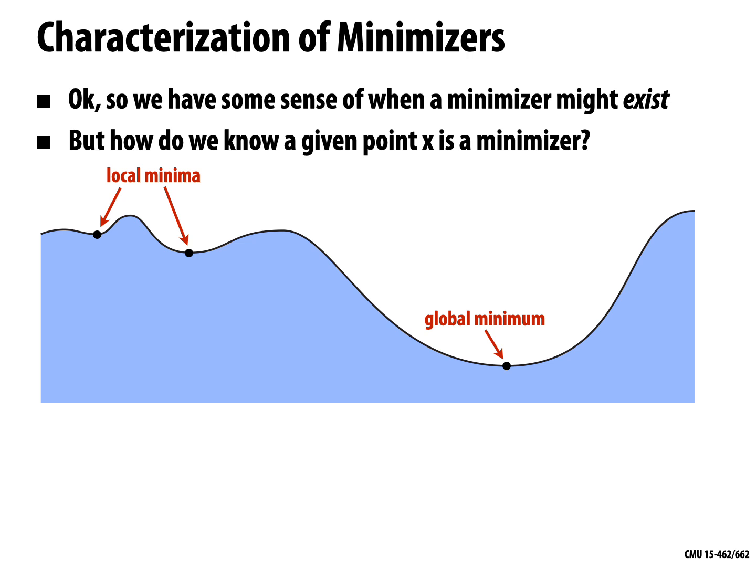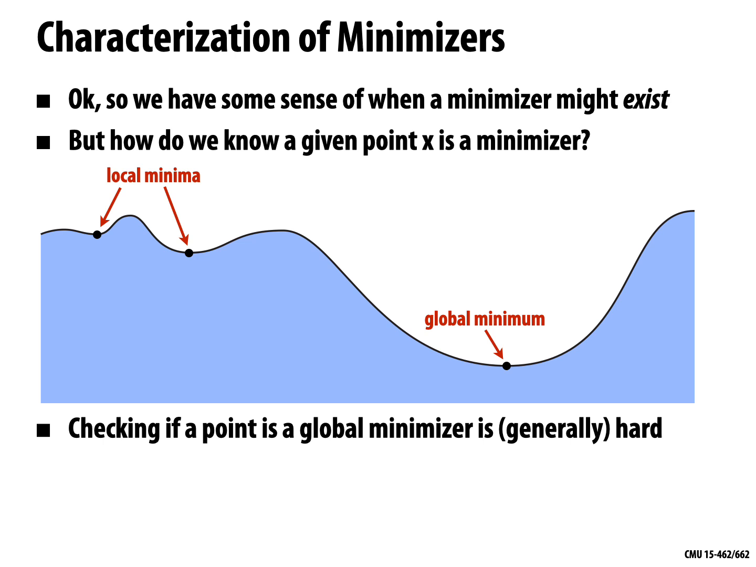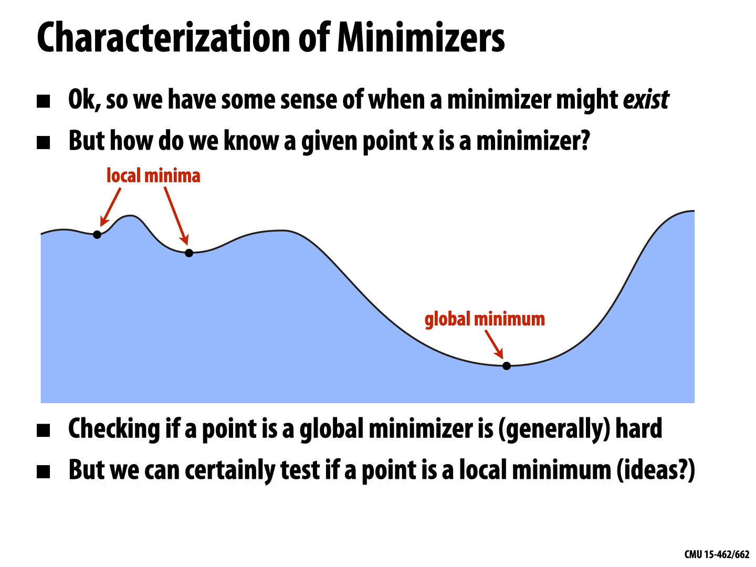So in general, I'll actually say that checking if a point is a global minimizer is typically hard. If I just hand you a point x and I say, I claim this is the global minimum, and you want to go check, is it or isn't it the global minimum? Do I believe that this is actually the optimal solution? That's usually hard. Actually, checking that a given point is the global minimum may be as hard as solving the original problem. You have to just go back and do it yourself. But we can certainly test if a point is a local minimum.